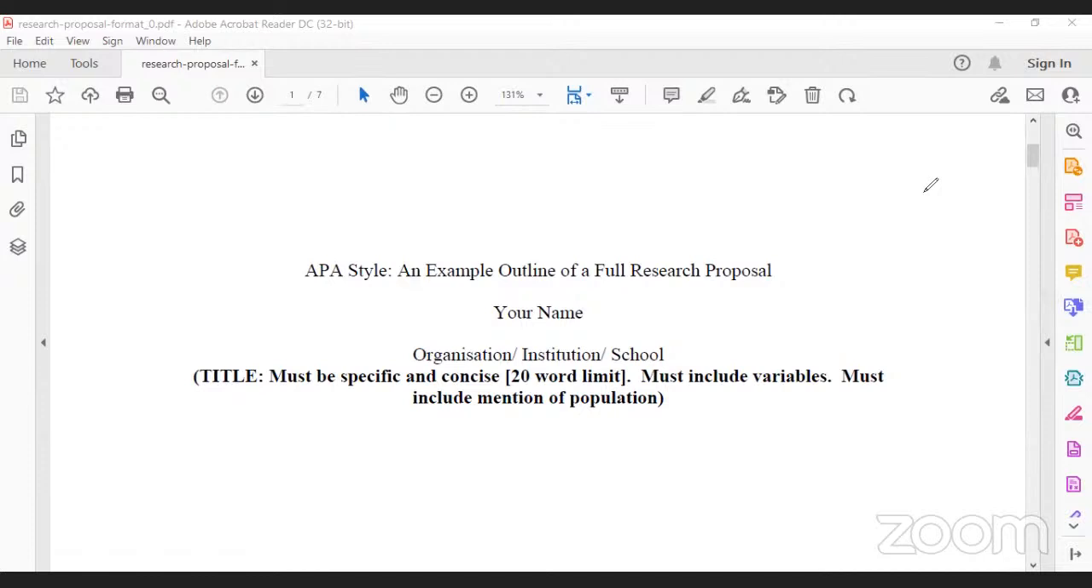So ma'am, longitudinal study is basically the study where the chosen sample group is studied for a longer period of time, and the same sample group is followed.